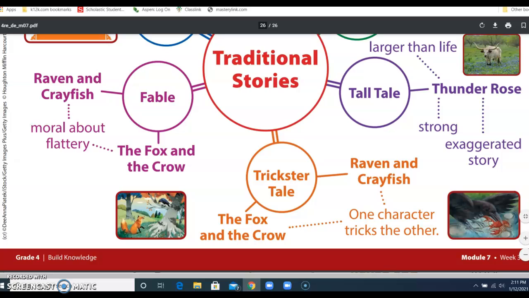Then you come over to the other type, and that is the fable. So check and see if you wrote down the raven and the crayfish. It's also a fable, and the fox and the crow. So they're known as fables and trickster tales. One reason that they're known as a fable is because they also have a moral to tell. There is a lesson learned in the story.